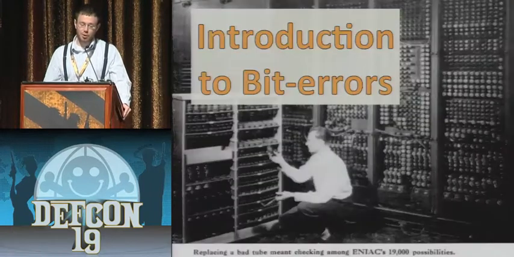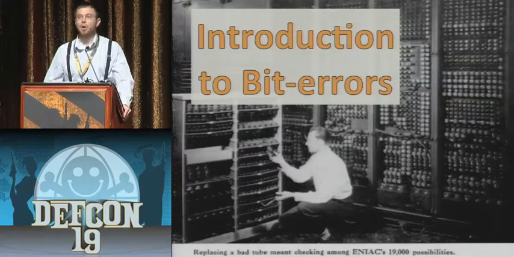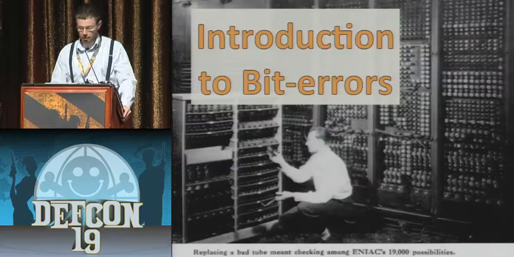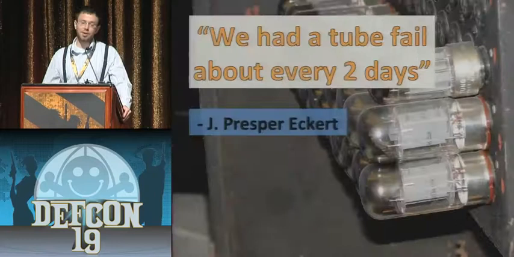Let's go through an introduction. I don't know if you all can tell what this man is doing, but he's actually working on the ENIAC. And what he's doing is he's replacing a vacuum tube. The ENIAC was made before modern transistor technology, and it used vacuum tubes for memory storage and computation. And these vacuum tubes failed, and they failed a lot.